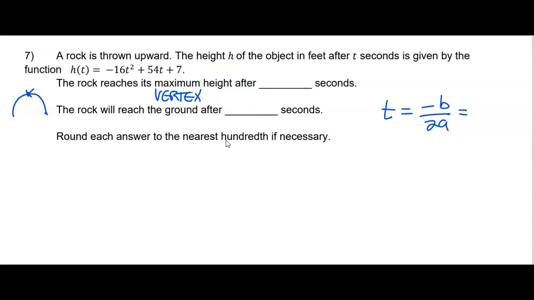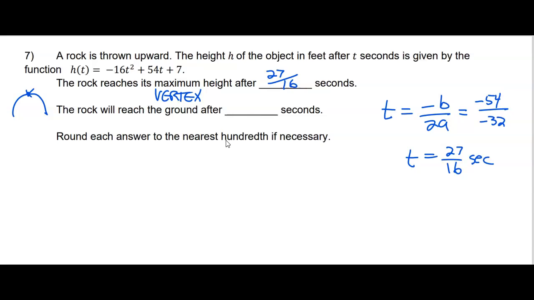Opposite of b is negative 54. 2a is negative 32. So simplified we get 27 over 16 seconds. That's when it reaches the maximum height, 27/16.